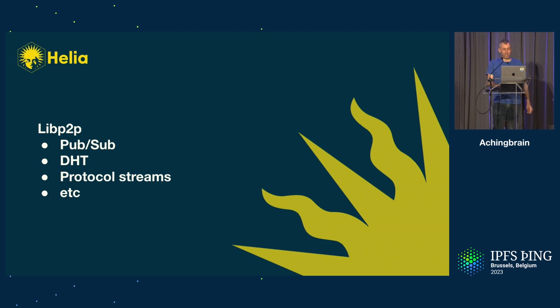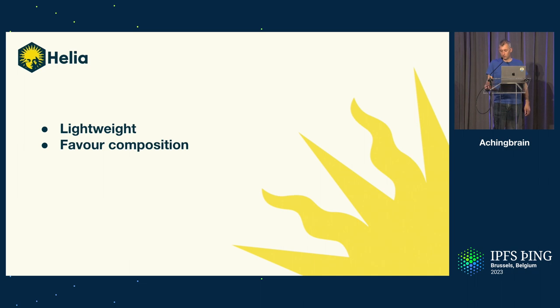And then underneath all that, there's libp2p, which I'm just going to skim over. It basically provides the networking layer, so peer discovery, data transports, et cetera. That's it. That's all Helia is. Block store, data store, pinning, garbage collection, libp2p. There's no file system in Helia.